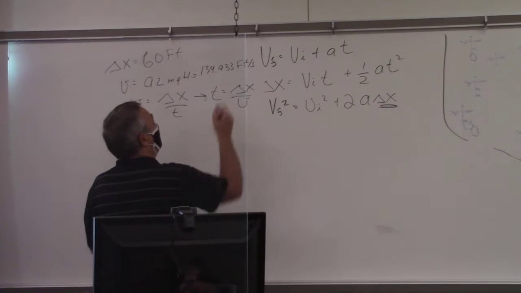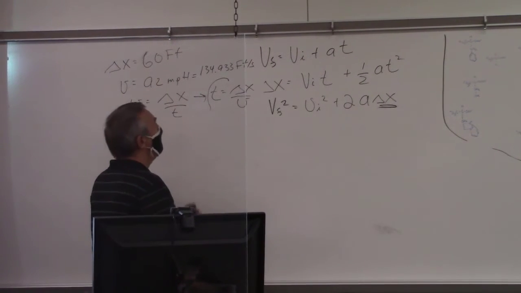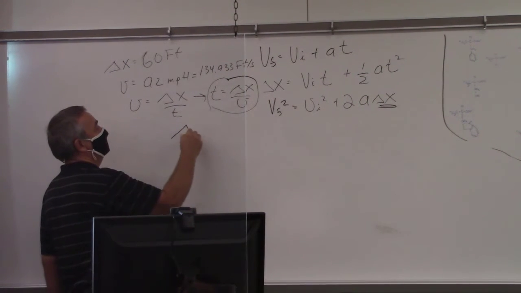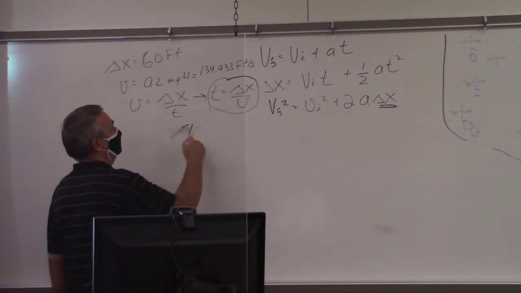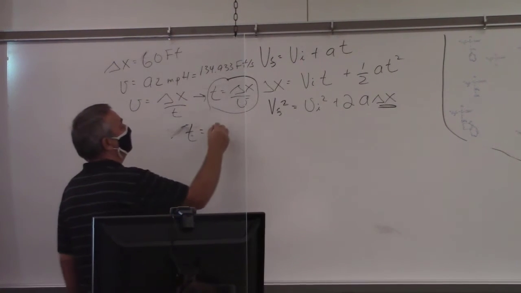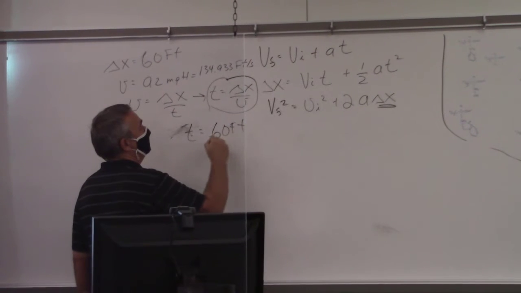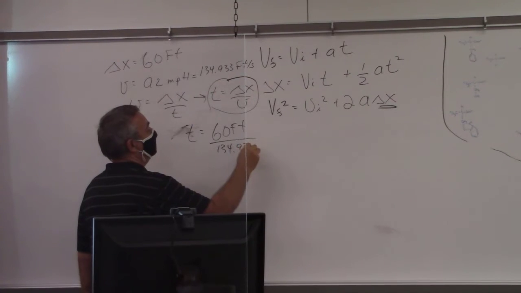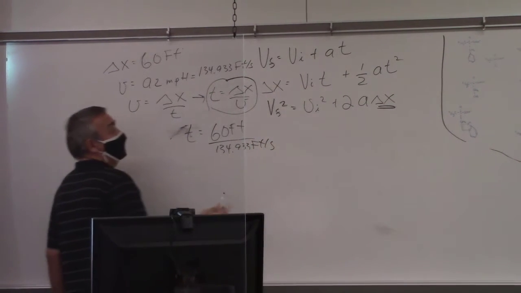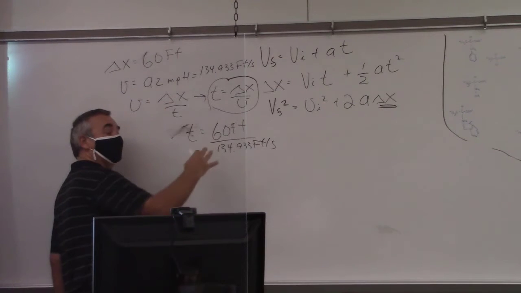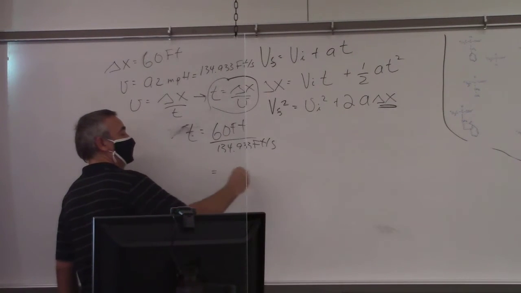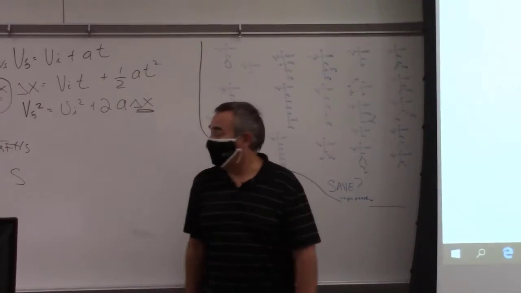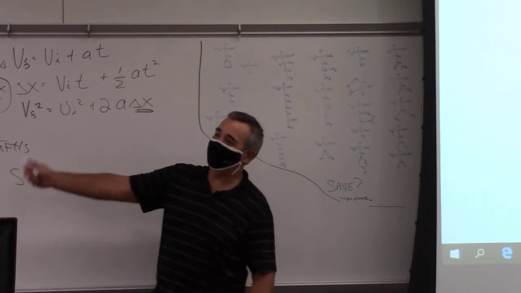Okay, so let me utilize this then. Okay, so time, rather, delta x, which is 60 feet, divided by 134.933 feet per second. The feet now cancel out, and I'm left with seconds. The seconds pop up to the top here. So whatever that turns out to be. You have less than half a second, though, to react and hit a home run.